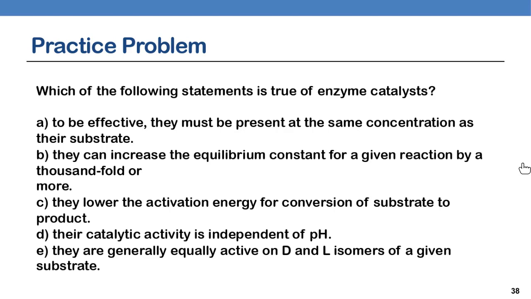Which of the following statements is true of enzyme catalysis? To be effective, they must be present at the same concentration of their substrate. They can increase the equilibrium constant of a reaction by 1,000-fold or more. They lower the activation energy for conversion of substrate to product. Their catalytic activity is independent of pH, and they are generally equally active on D and L isomers of a given substrate. I did not include E. It's okay, E's wrong.